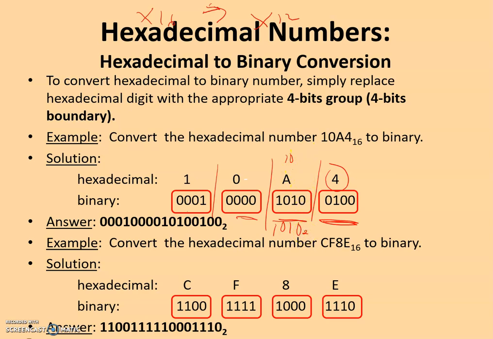So it's 1010. Now convert the hexadecimal number CF8E16 to binary. The same. You divide it like this. Then you replace each digit with a 4-bit group of the binary numbers.